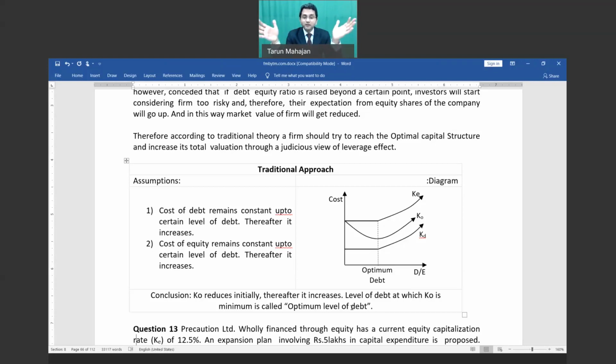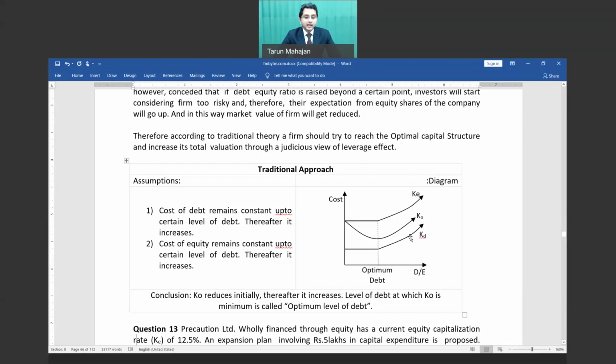Both are extremes, and in real life, both don't hold good. Both are wrong. So there is a midway, which is called traditional approach. It says, there is an optimum level for doing anything in this world. Too less of the borrowing is not good, and too much of the borrowing is also not good. So what are the assumptions and conclusion of traditional approach?